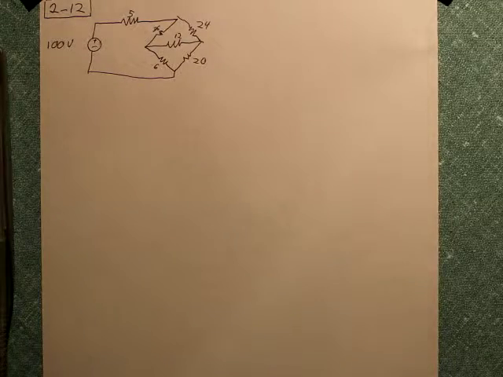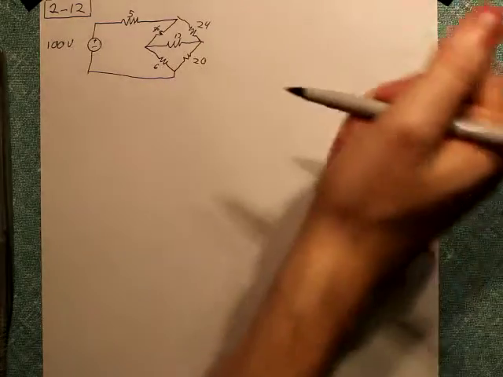Howdy guys, so this is example 220, which is a delta to Y conversion circuit. I'm going to walk you through how I solved it for this first one, and then how the book solved it after this.